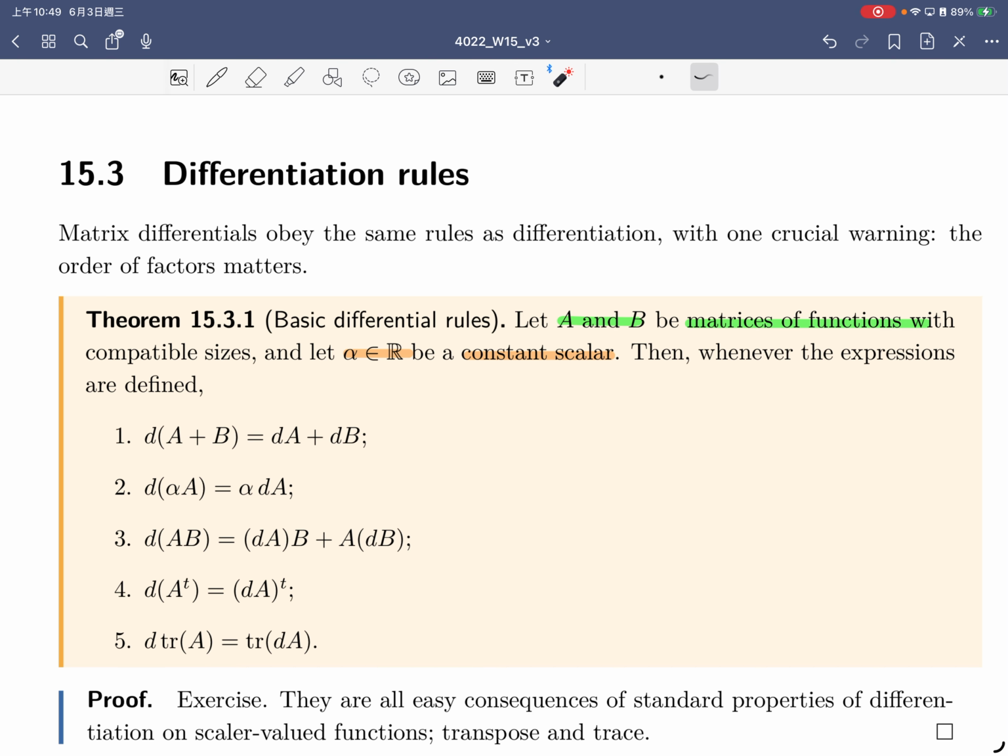But then the remark I want to make is that because these two are the same anyway, in the future, I will just write dA transpose. So if I write dA transpose, you don't have to worry about whether I mean (dA) transpose or d of (A transpose), because they're the same anyway.